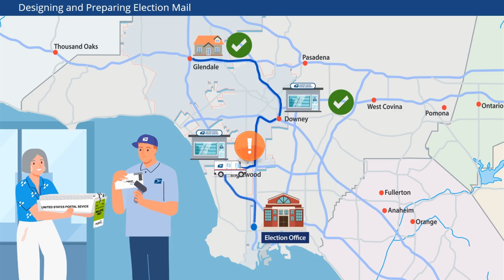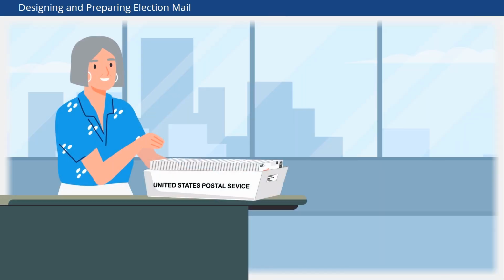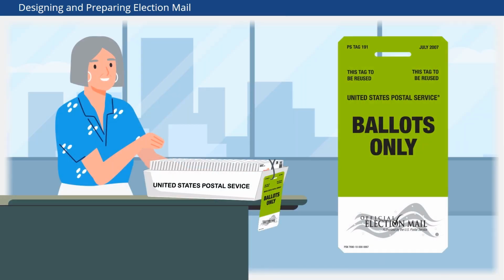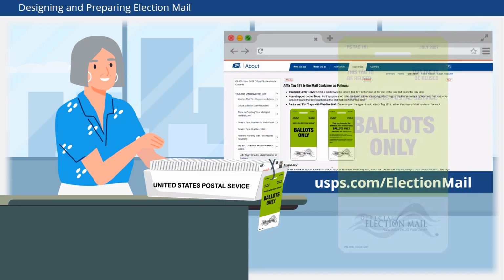Election offices may use a mail or ballot tracking vendor to set up and streamline the process of creating and applying these barcodes. When you're ready to mail ballots, be sure to mark each sack or tray with a green Tag 191. These tags make your ballots more visible to postal workers. You can order them for free at usps.com/electionmail. Remember, a Tag 191 is only for ballots, not other pieces of election mail.